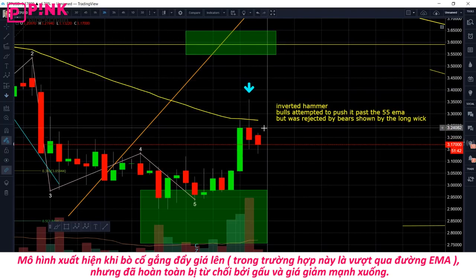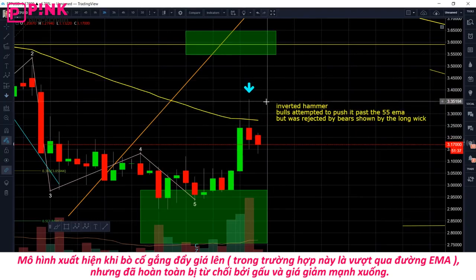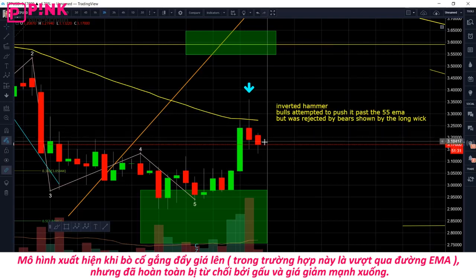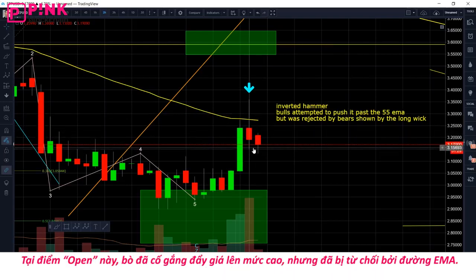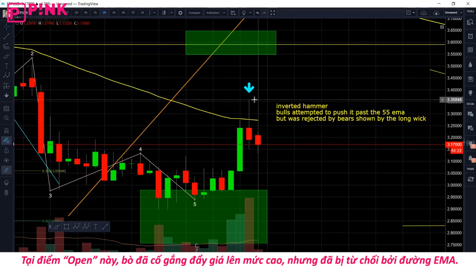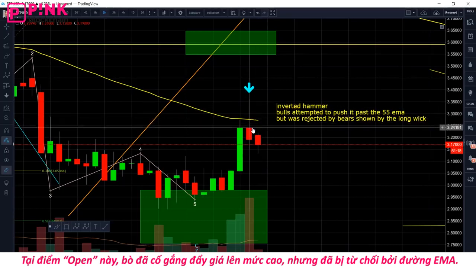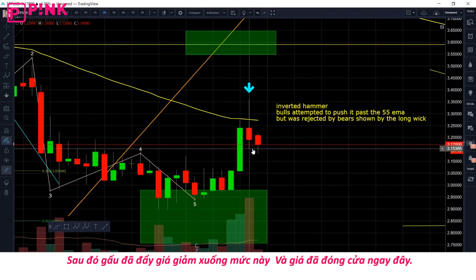The logic behind this hammer is that the bulls tried really hard. Remember I was talking about EMA before, where it pushes above the EMA, right? But it was completely rejected by the bears, pushing it all the way down to here, right? So it opened here, and basically what happened was the bulls tried really hard once again to push it really high up there, but they were rejected by the EMA there, and then the bears pushed it all the way back down to over here, and by the end of the candle close, it actually just closed right there.